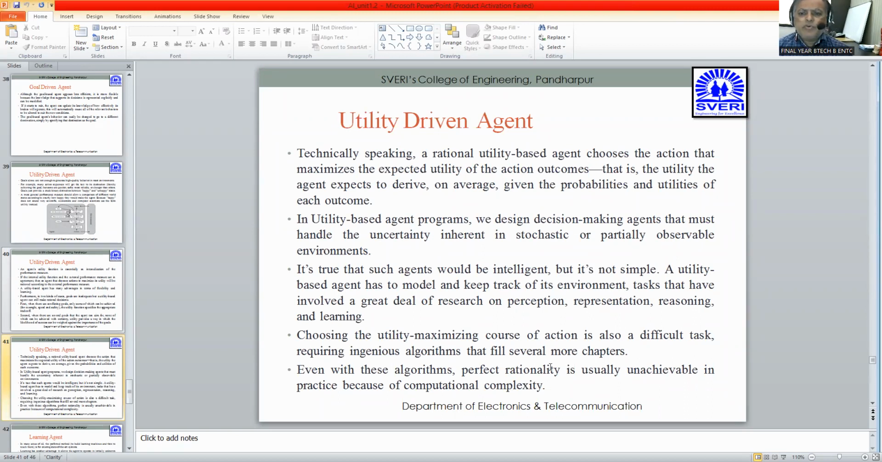It is true that agents would be intelligent, but it's not simple. It seems that the agent should be intelligent, but it is not that easy. A utility based agent has to model and keep track of its environment, tasks that have involved a great deal of research on perception, representation, reasoning, and learning. So it is not as easy as it looks, because an agent should be simple, but it should also be intelligent. And to be intelligent, it's not that easy. Why? Because to have intelligence, you should have some kind of model. You should be able to keep track of the environment.